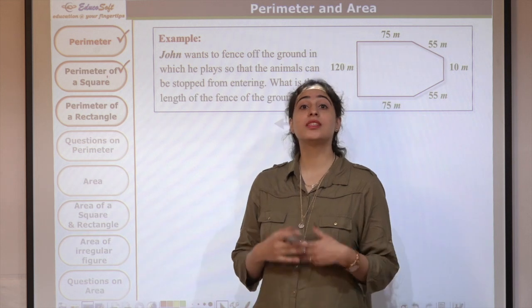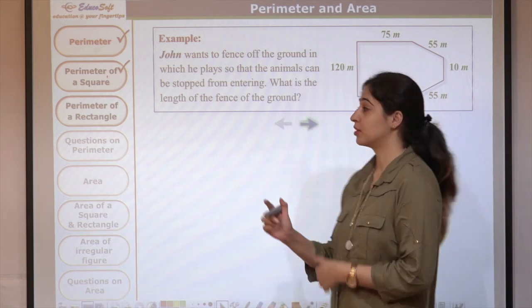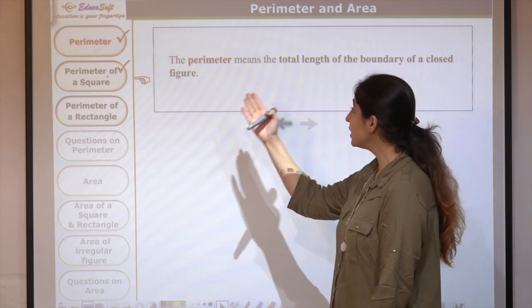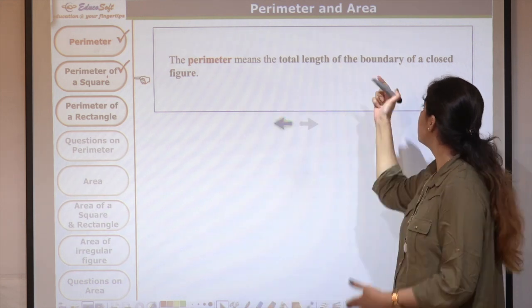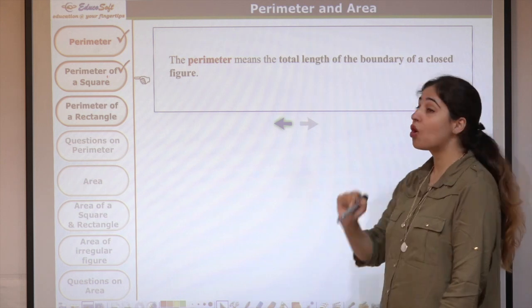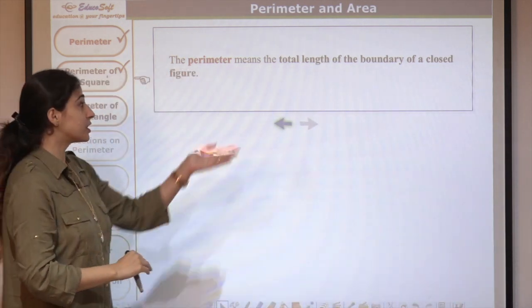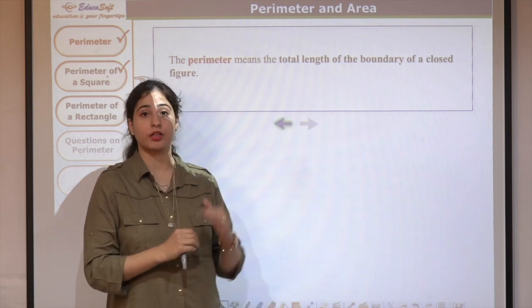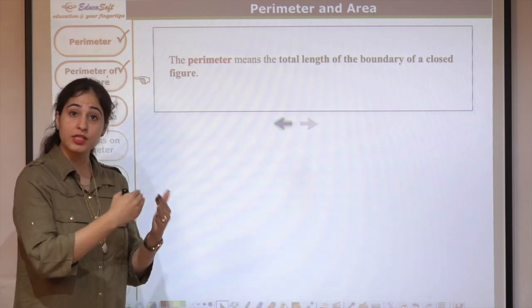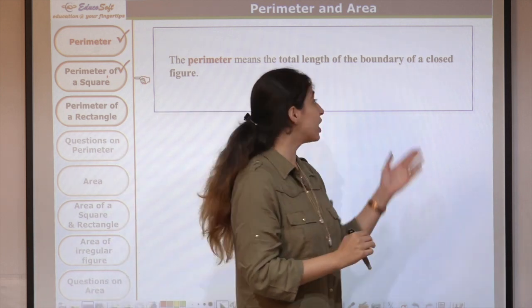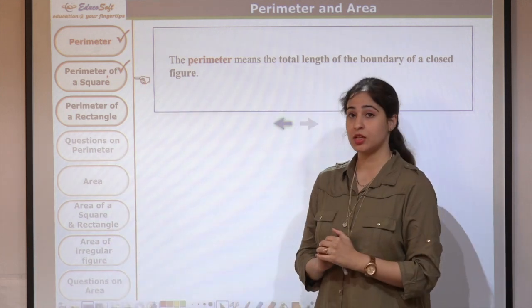Now, let us define the perimeter. So, what is the definition of a perimeter? The perimeter means the total length of the boundary of a closed figure. So, simply it is the length of the boundary. We add up the sides of the boundary of the figure and we are considering closed figures.